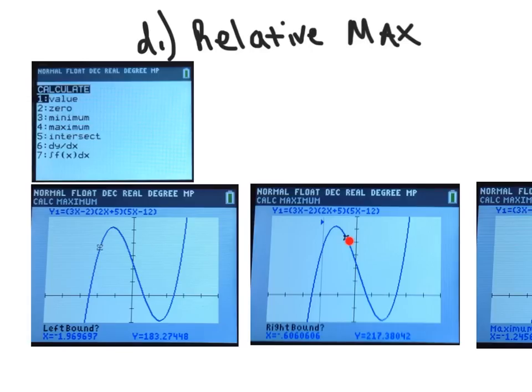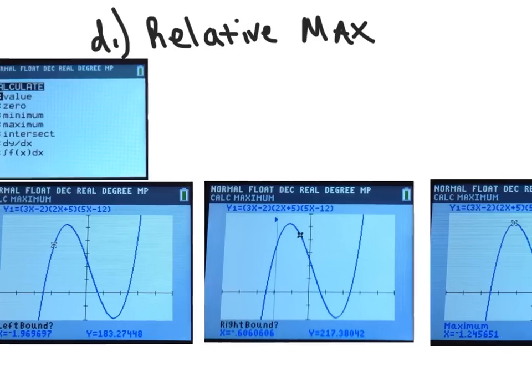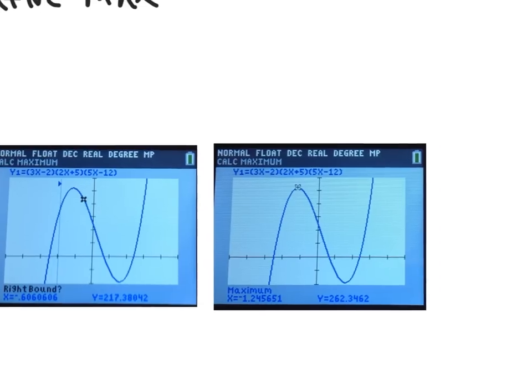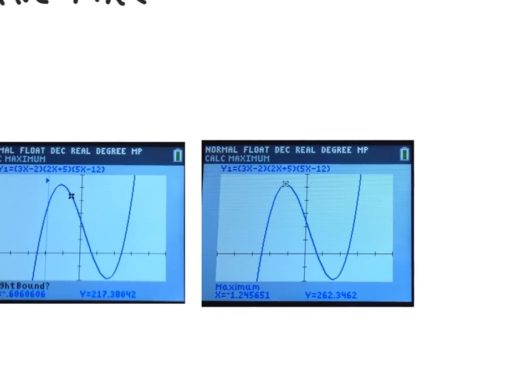And you're probably wondering why I have to do this left bound, right bound process. What happens is later in the year we're going to be working with functions that have multiple relative maxes, and we just need to help the calculator identify exactly which max we're going after and searching for. Once you hit enter twice, you should see your picture looks like this. You'll know you did it right if you see the word maximum printed in the lower left hand corner.